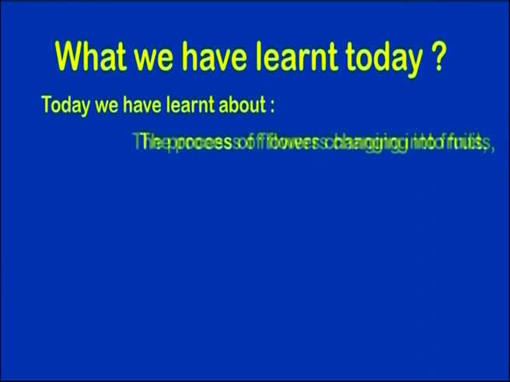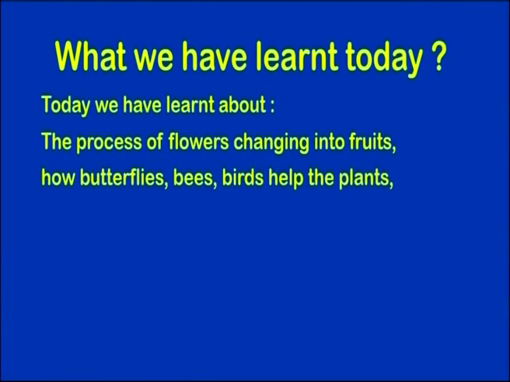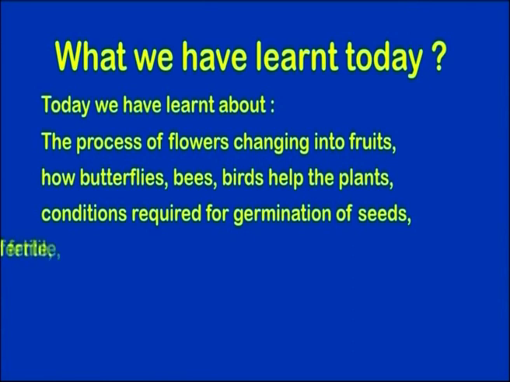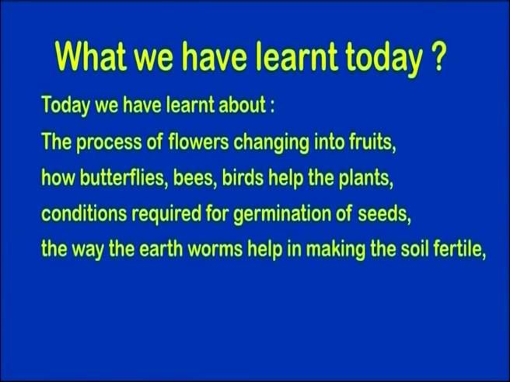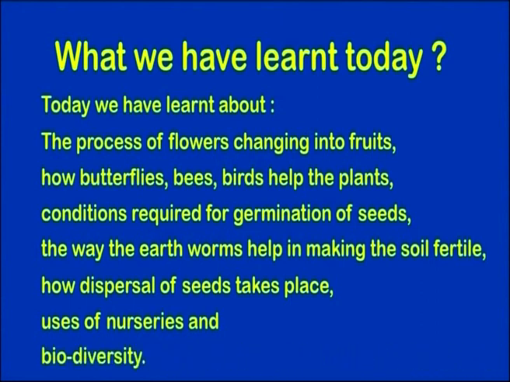What we have learned today. Today we have learnt about the process of flowers changing into fruits, how butterflies, bees, birds help the plants, conditions required for germination of seeds, the way earthworms help in making the soil fertile, how dispersal of seeds takes place, uses of nurseries and biodiversity. Okay, children, what we have learnt in the two episodes of Plants Around Us, we shall see in video form. Okay?